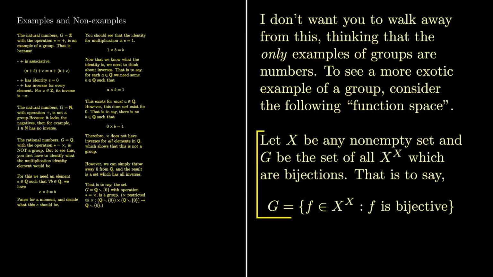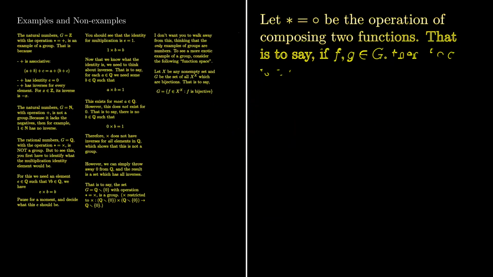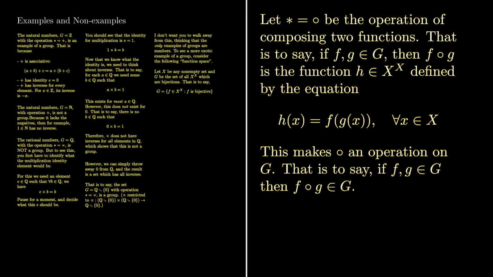But in particular, G, right, G is going to be the set that defines our group. G is going to be the set of all bijections taken from there. So that's made a little bit more explicit at the bottom here, where we write that G is equal to the set of all f in X to the X such that f is bijective. Okay, so I've told you what the set is going to be for this example.